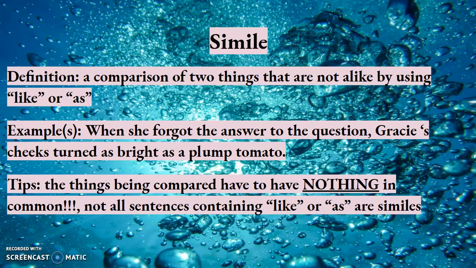Some tips for the simile are, the things being compared have to have nothing in common. So as you can see, Gracie's cheeks and the plump tomato don't have anything in common. They don't have anything alike, but we are using the words like or as to compare them and make kind of an exaggeration. Alright.